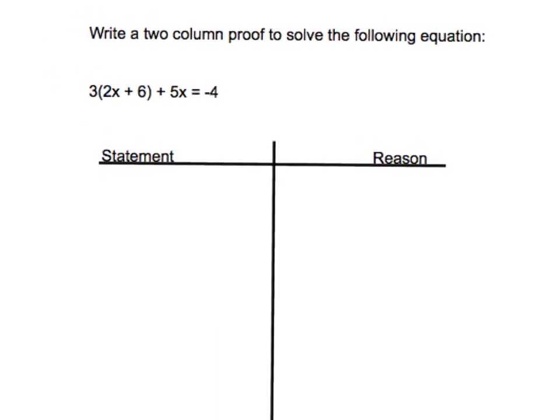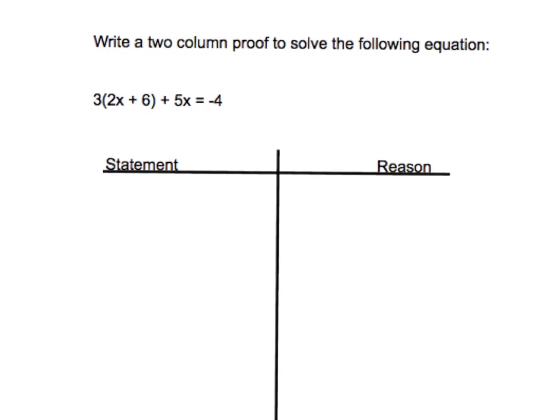We have 3 times 2x plus 6 plus 5x equals negative 4. So let's go ahead. First thing we always do with any kind of proof is write down the information that's given to us. So I'm going to write it down exactly how it is on here. I'm going to have 3 times 2x plus 6 plus 5x equals negative 4. And that's given.